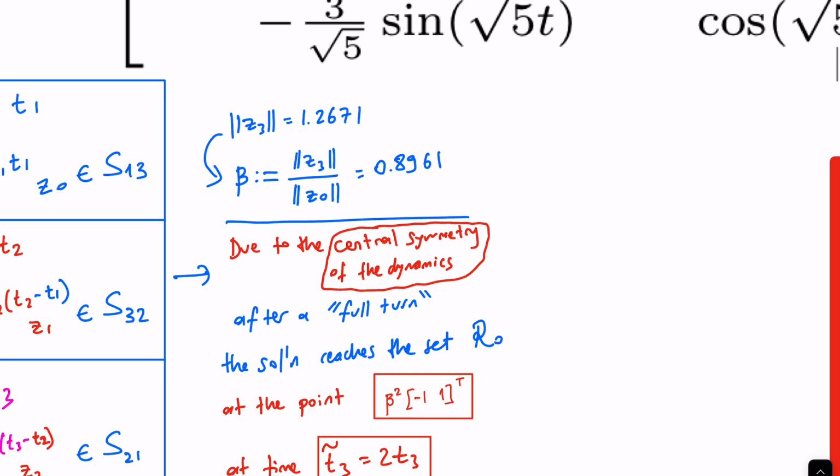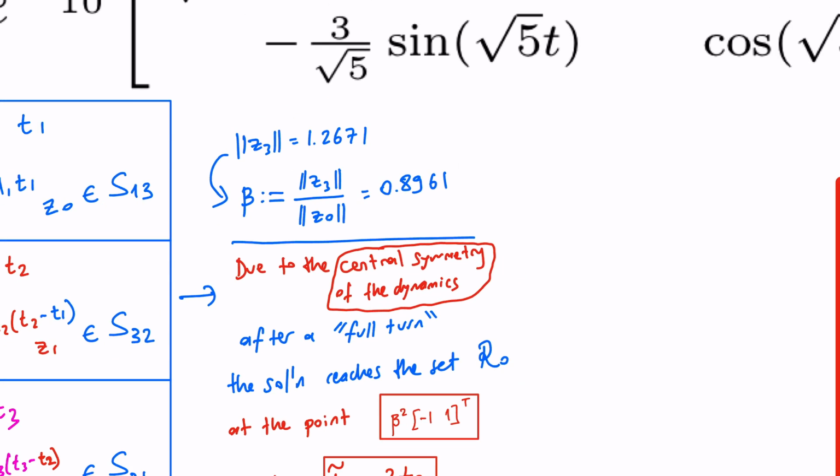So let's check what we have so far. Z3, if you look at the norm, this is what you would get. We define a parameter beta, the ratio of those two norms, the point that you reached and the point that you started, is this. So immediately we can say that it decreased, almost 11%. We started somewhere, and after some time the norm decreased. This type of thing gives you some idea that maybe it is stable. It gives you hope.